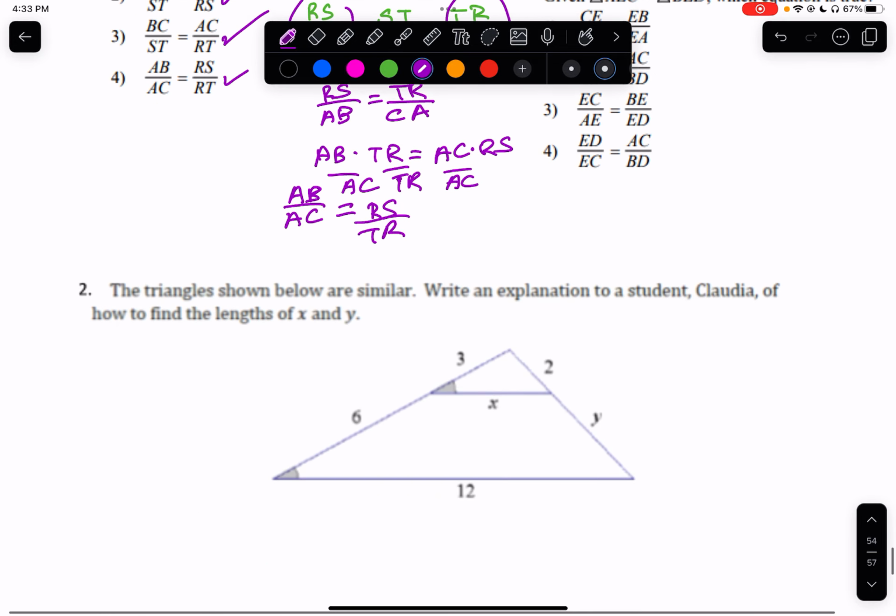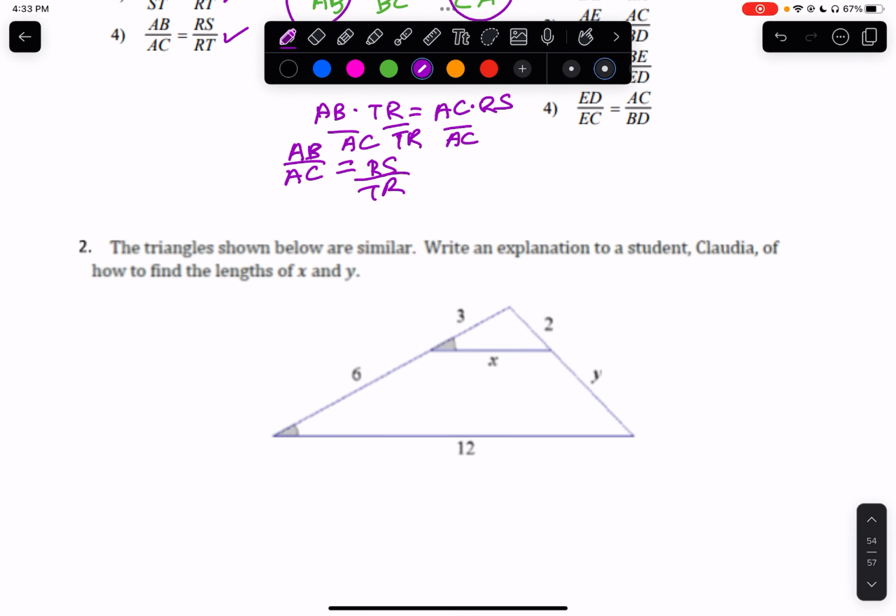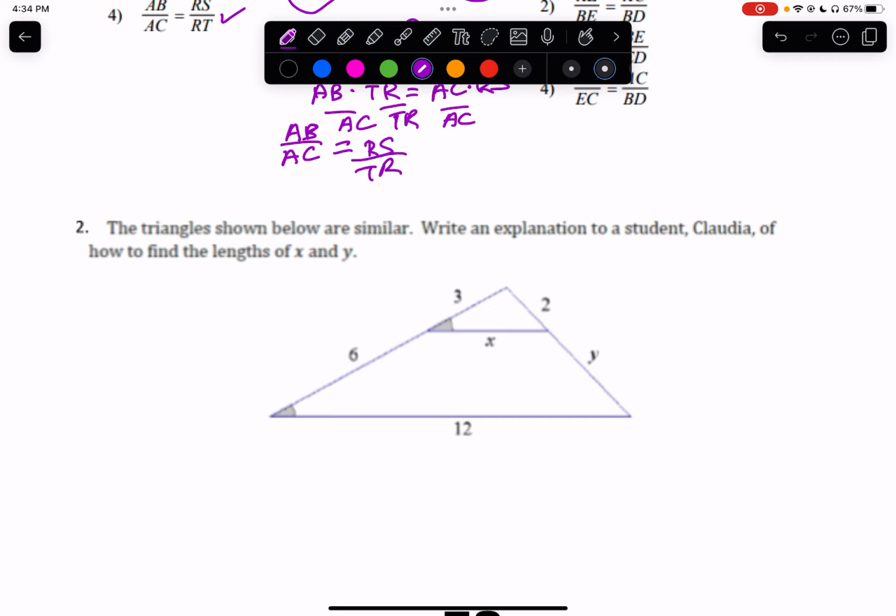So if we look at number two, if we want to find the lengths of x and y, it says to write an explanation. You can just solve. I'm not going to be super picky. In terms of review, if it was the exam, you would have to explain that the sides would all be in proportion because they are similar triangles. So you could set up a proportion as such to find y, which would end up being 4.